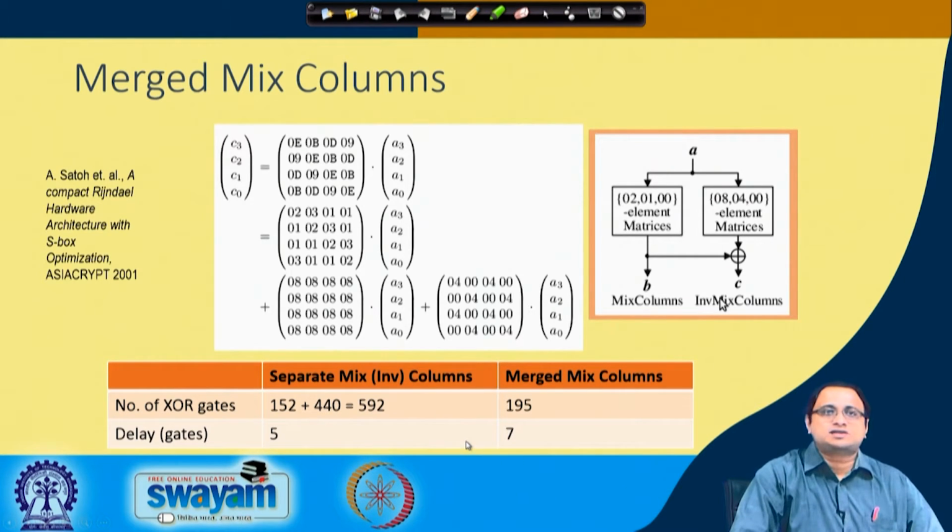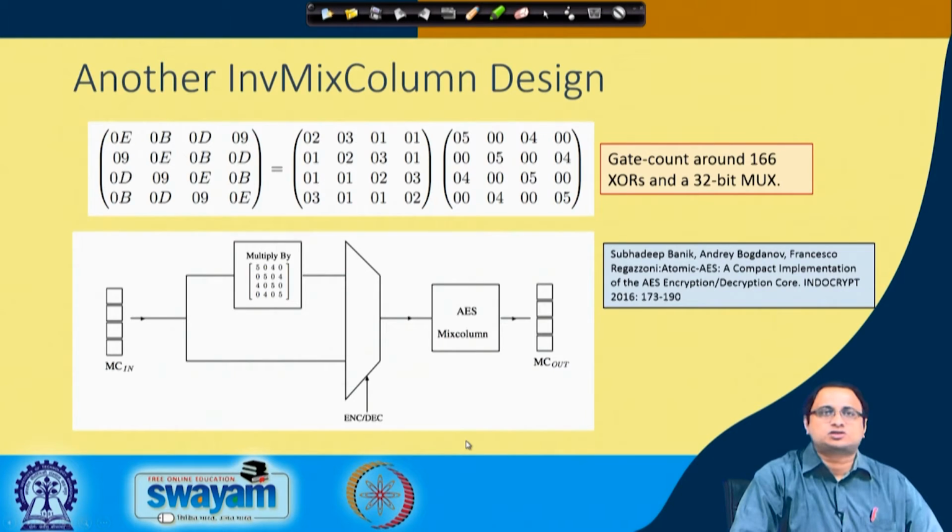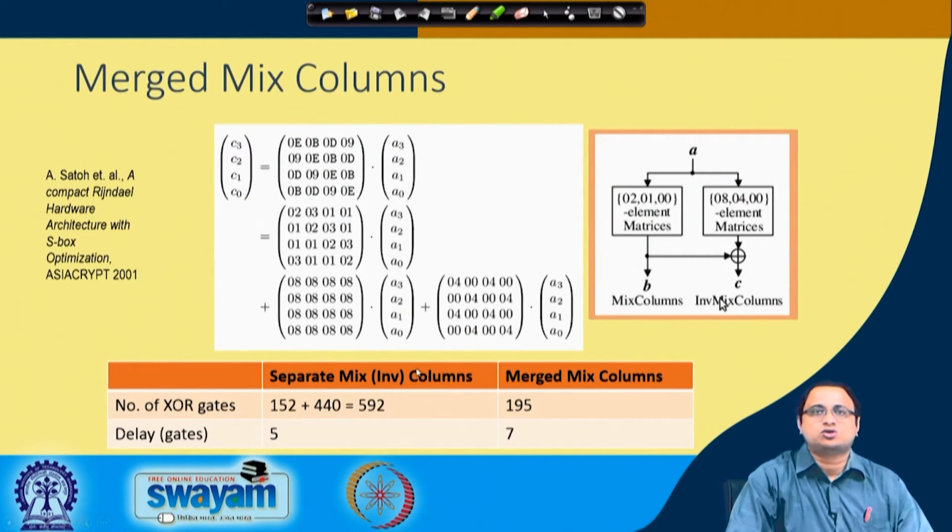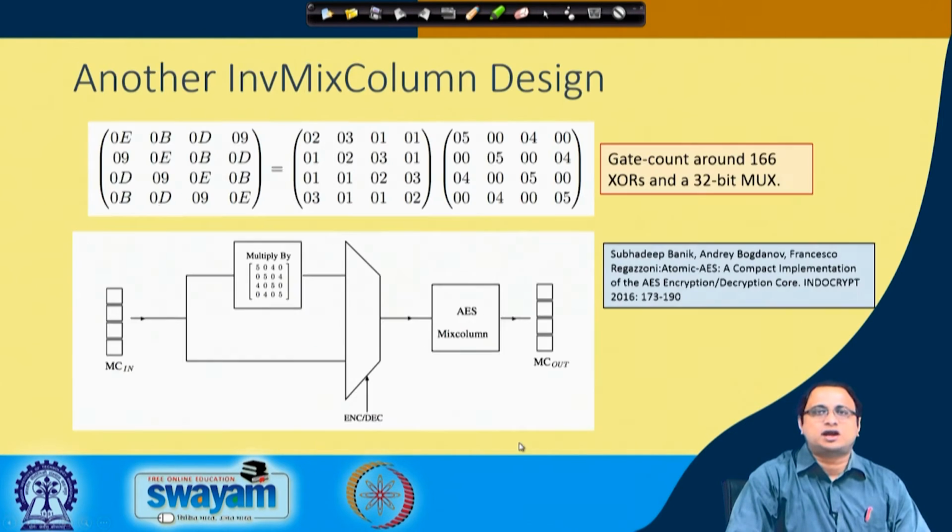Okay. There is another interesting approach which was proposed later on, where you factor this mixed column matrix. If you factor it, then one of the factors is the mixed column matrix, whereas the other one is as shown here. And this is again not very costly to implement. It turns out that this requires something like 166 XORs, and of course there is a 32-bit mux. So here also you have around 195 units, and here you require around 166 XORs.